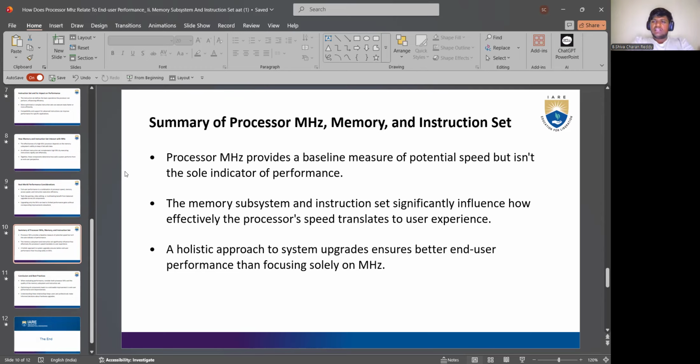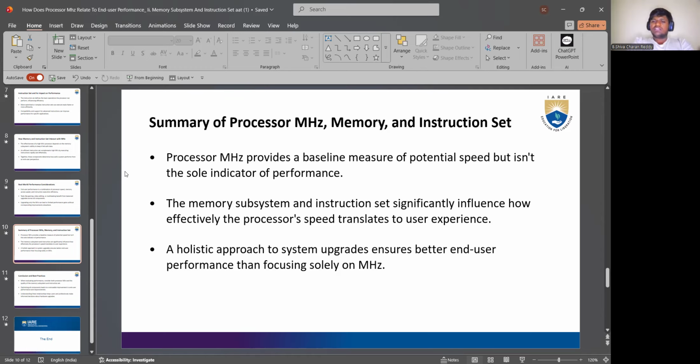Processor megahertz is a baseline measure for the potential speed which we have, but it isn't the sole indicator of performance. We cannot depend on processor megahertz to derive the performance of the system itself. There are many factors which determine the speed of performance, and processor megahertz just plays a part in it, but it's not the final figure of the potential speed of the system.